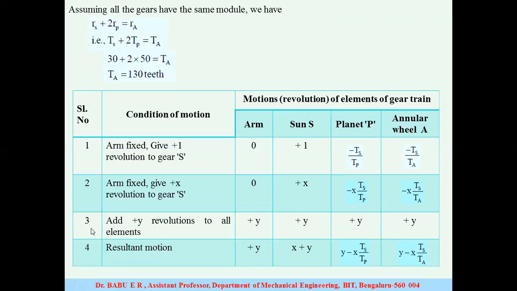So go to the third step, add plus y revolution to all the elements. So plus y, plus y, plus y, plus y. So find out the resultant motion. We just add the second and the third row. 0 plus y, it is plus y. X plus y, it is x plus y. So y minus x times of Ts by Tp, y minus x times of Ts by Ta. So all the data is tabulated in the tabular column.